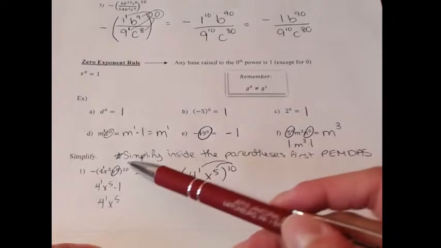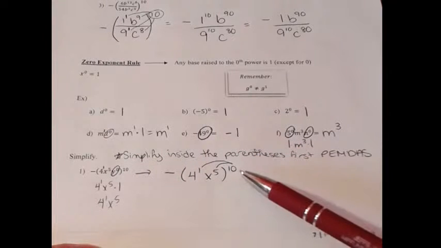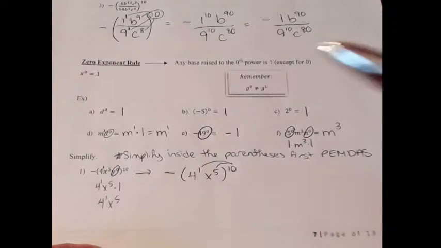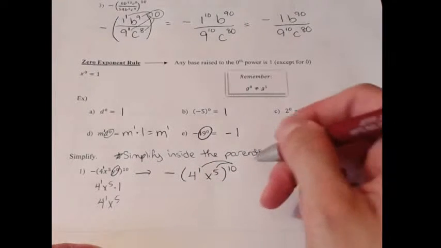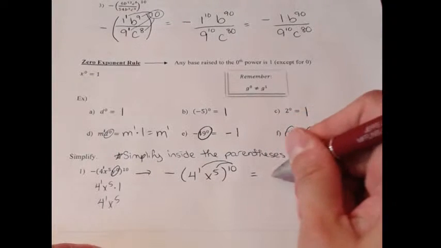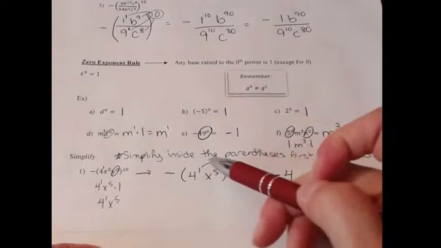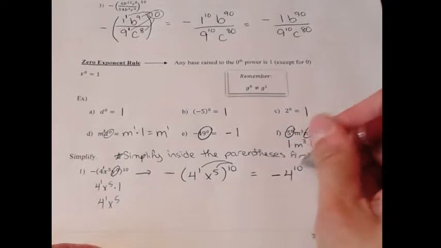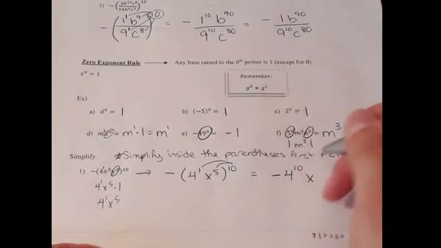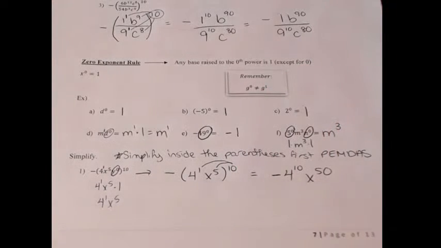So I use the 0 exponent rule, and now I'm using the power rule. Notice the negative is in front of the set of parentheses, so the negative is going to stay. I'm now going to distribute power times power. So this becomes 4 to the 1 times 10, which is 10, and then x to the 5 times 10, which is 50. If you want, you could punch in 4 to the 10th power just so we can see it.